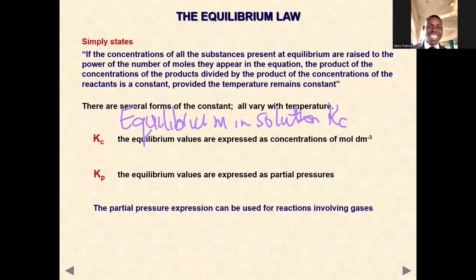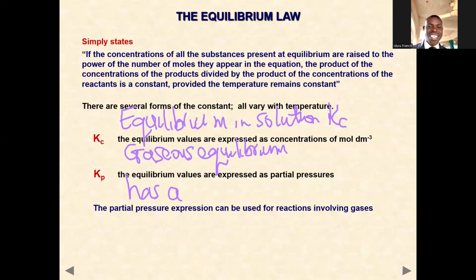Then we also have gaseous equilibrium. Gaseous equilibrium has to do with partial pressure. Gaseous equilibrium is connected closely to what? Partial pressure.